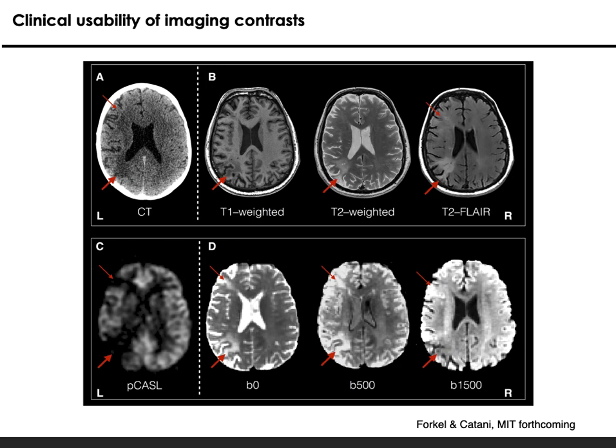Now, what is evident from these different types of modalities is that they all identify the presence of a lesion indicated by the red arrows here, but depending on the contrast, the lesion appears slightly different. So the one in the frontal lobe, for example, is not visible on all the contrasts, but also the extent of the lesion into the white matter varies between the contrasts.